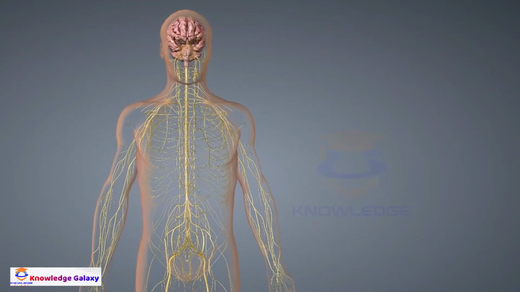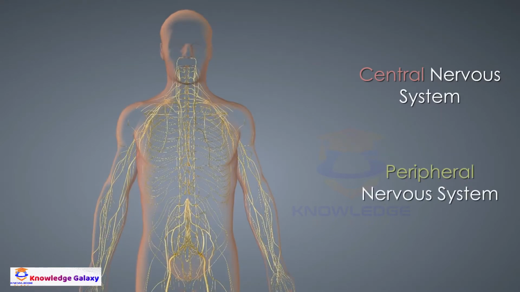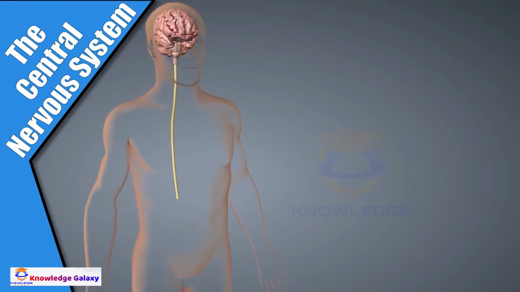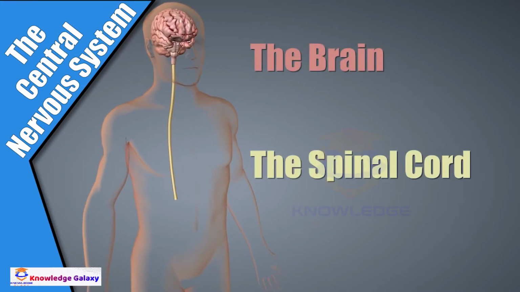Now, the nervous system is actually split into 2 parts: the central nervous system and the peripheral nervous system. We'll explore the peripheral later, but first, let's look at the central nervous system. The central nervous system is made up of 2 major structures: the brain and the spinal cord.